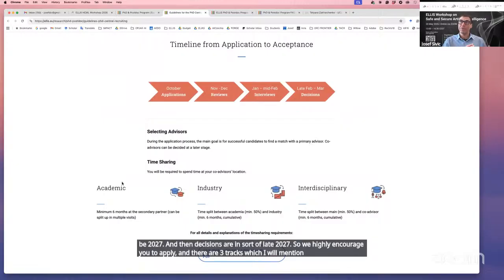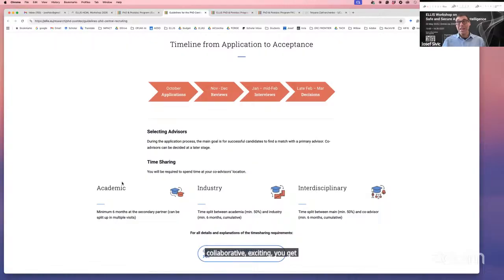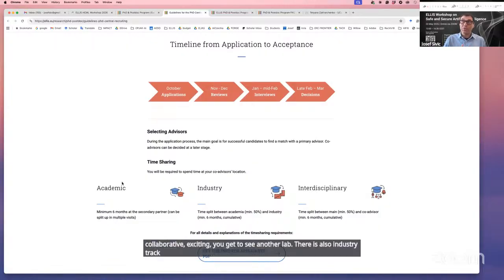There's the academic track, where you have an advisor, a main lab where you do the PhD, but also a co-advisor, where you spend six months in another lab. So it's collaborative and exciting; you get to see another lab. There's also the industry track, typically local, where you spend some time in a local company with a co-advisor from the company. Typically, you work on high-impact research problems inspired by specific application domains. And there is a new interdisciplinary track where people work on high-impact problems in biology, chemistry or physics, with a co-advisor in a different discipline.